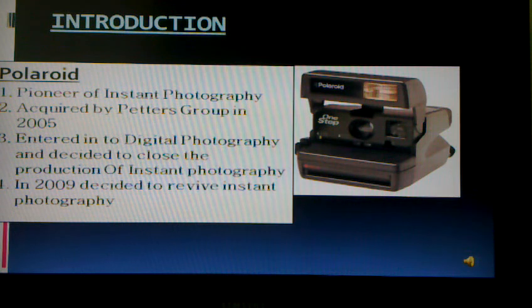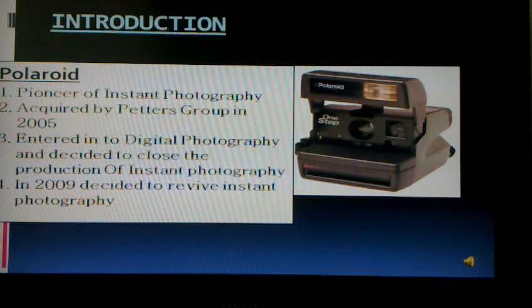The times changed and the industry of photography also moved towards digital technology. After going bankrupt, the company was acquired by Petters Group in 2005. It was the time when the company shifted its expertise towards digital photography and decided to close the production of its traditional instant cameras. In 2009, the company was again sold, and the new management decided to revive its instant photography technology once again.